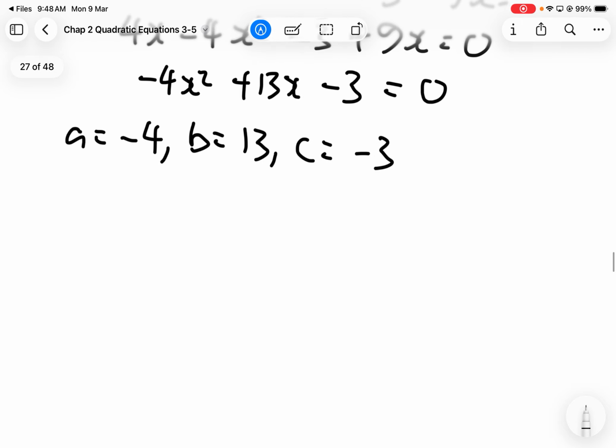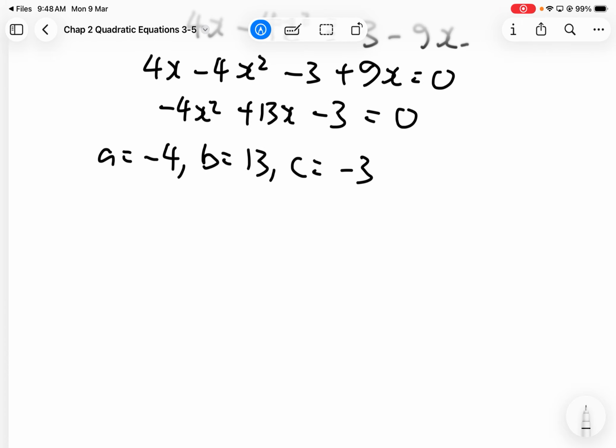Which is why I want you all to be familiar with your quadratic formula already. You know that you want x squared, x, number, so that you know your A, B, C. You must know your A, B, C, then you can apply your quadratic formula.